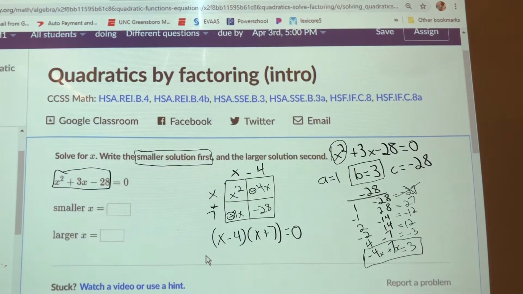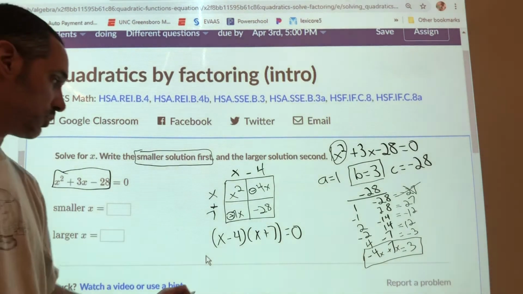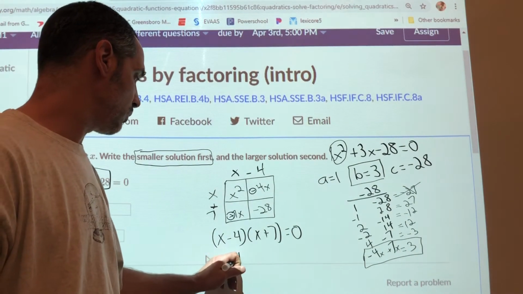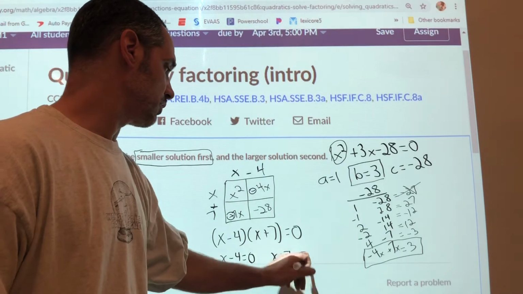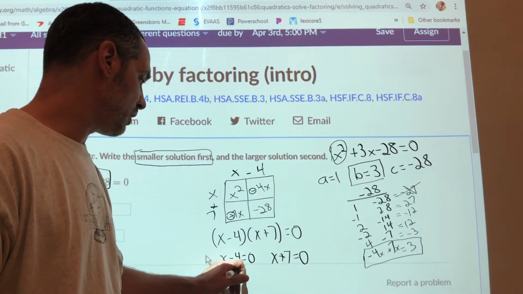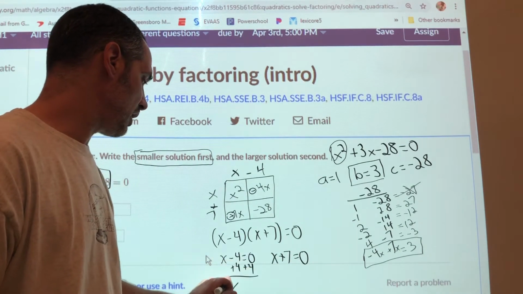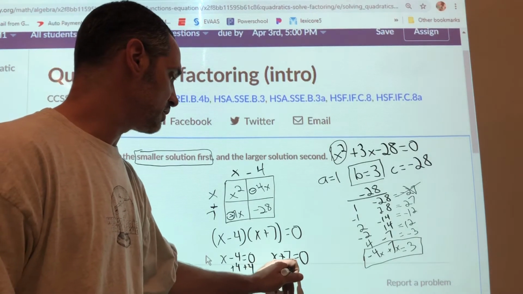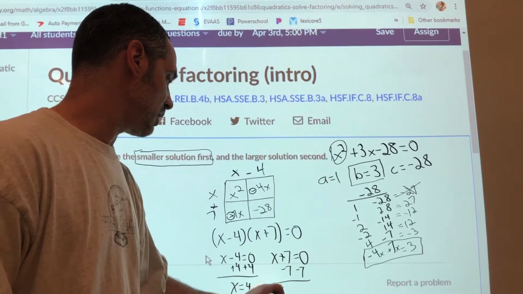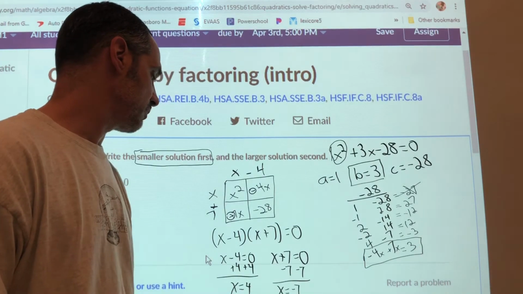Now we use the zero product property and set each factor equal to 0, so I get x minus 4 equals 0, and x plus 7 equals 0. Here I'm adding 4 to each side of the equation, and I get x equals 4. That's one solution. Here I'm subtracting 7 from each side, so I get x equals negative 7.